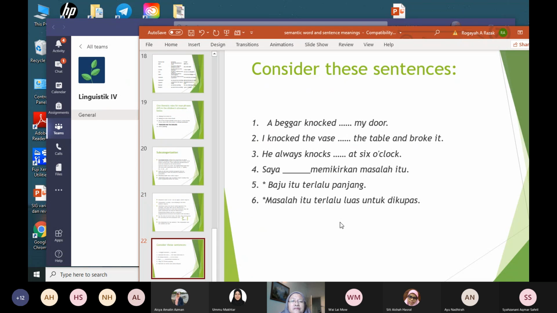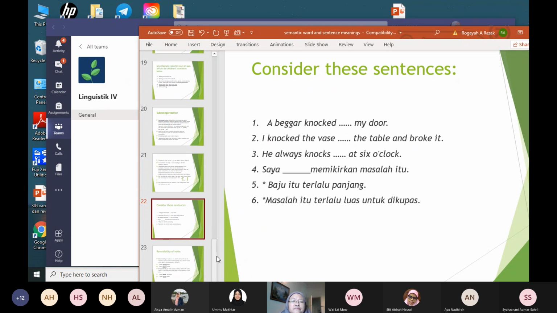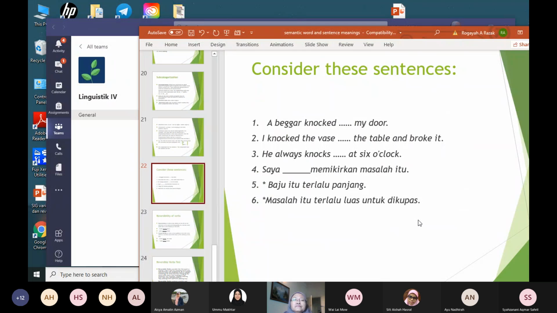So consider this sentence. A beggar knocked. What can happen there? A beggar knocked on my door. Can? Yes, so prepositional. Certain prepositions. It cannot be knocked through my door. But most likely a preposition. It cannot be a verb. It cannot be a noun.